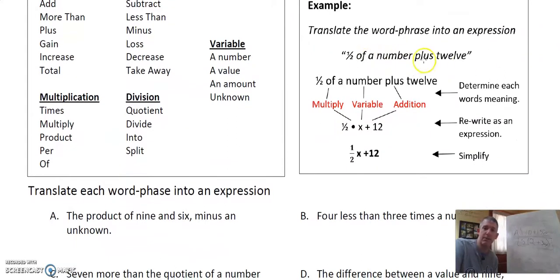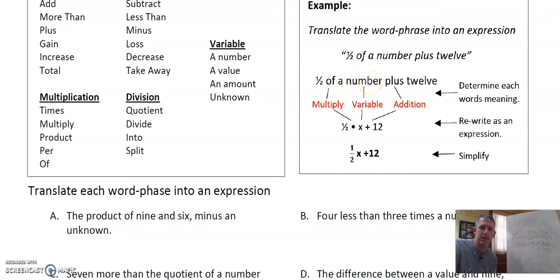1/2 of a number plus 12. Okay, 1/2, we got that, right? That's a fraction, okay? Of always means multiply. I've yet to find a time when it did not mean multiply. Okay, I'm still looking. All right, I'll let you know if I find one. 1/2 of, so multiply 1/2 times a number.